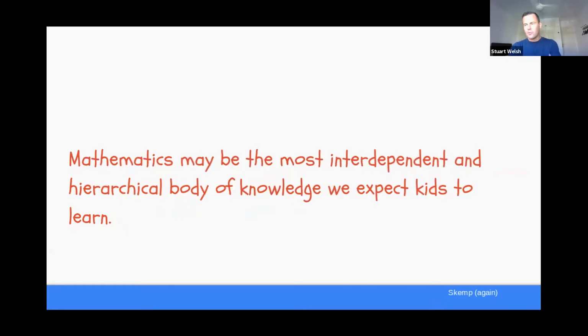Again, this is a quote from Richard Skemp, and given that the ideas in maths link up in such a richly interconnected and hierarchical way, then learning maths is going to be very, very hard for students if they just don't have the knowledge of the facts and the procedures to draw upon.